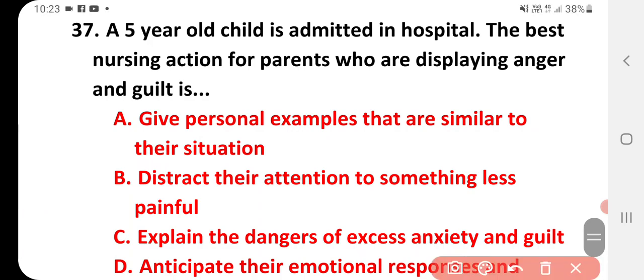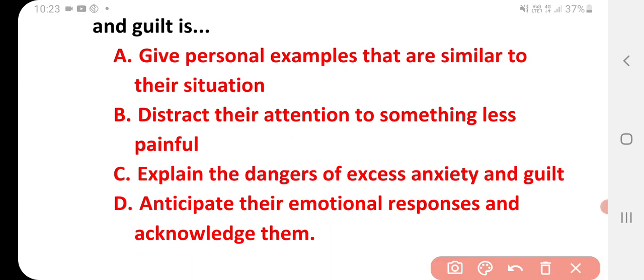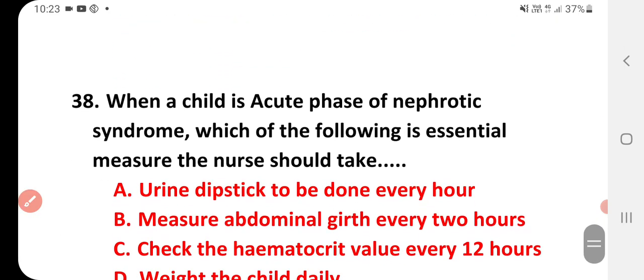Next 37th, a 5-year-old child is admitted in hospital. The best nursing action for parents who are displaying anger and guilt is: A. Give personal examples that are similar to their situation. B. Distract their attention to something less painful. C. Explain the dangers of excess anxiety and guilt. D. Anticipate their emotional response. So the right answer is option D. Anticipate their emotional responses and acknowledge them.